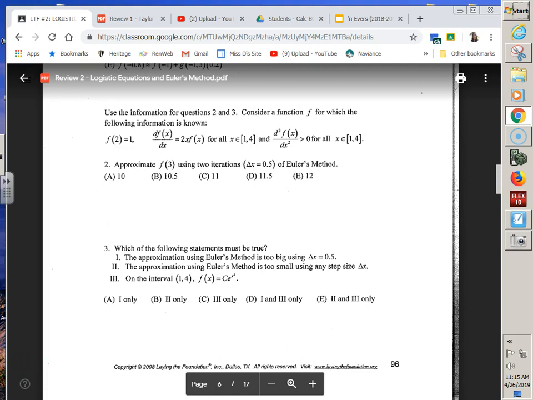The approximation using Euler's method is too big. Okay, this one they're saying it's an over approximate. This one they're saying it's an under approximate. Check. I got that. Oh, you got those 2. And then you're wondering why this one? Yeah, because I chose B. On the interval, so you realize it wasn't an overestimate. On the interval 1 to 4, f of x equals c e to the x squared. F of x, y equals, which would be exponential.